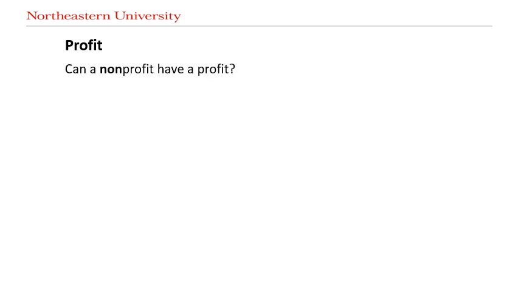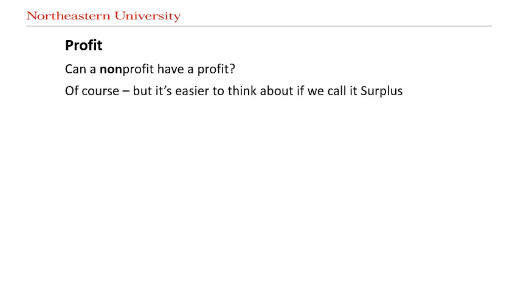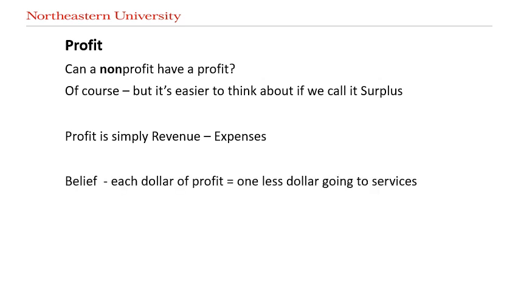There remains a question of, can a nonprofit have a profit? It seems like an absurd question if it's called a nonprofit. But of course nonprofits earn profits, and it's easier if we call this profit a surplus. So a profit, a surplus, is very simply when your total revenues are greater than your total expenses.